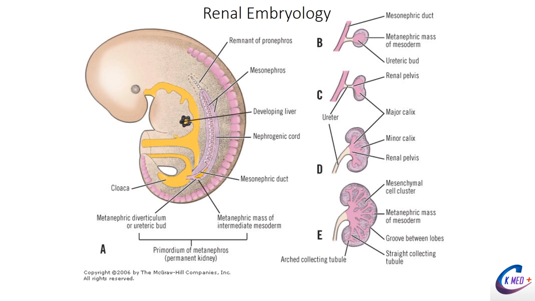But let's go ahead and talk a little bit about embryology before we wrap up this video. So renal embryology, you might be looking at all these terms and you might go, ew, Clark, why do I have to learn what a metanephric mass of intermediate mesoderm is? And why do I have to learn all these grooves between lobes and straight collecting ducts and tubules and mesenchymal cell cluster and stuff like that? Well, some of this actually you don't need to know. But some of it you do need to know. You can actually associate very easily and not get super confused about it.